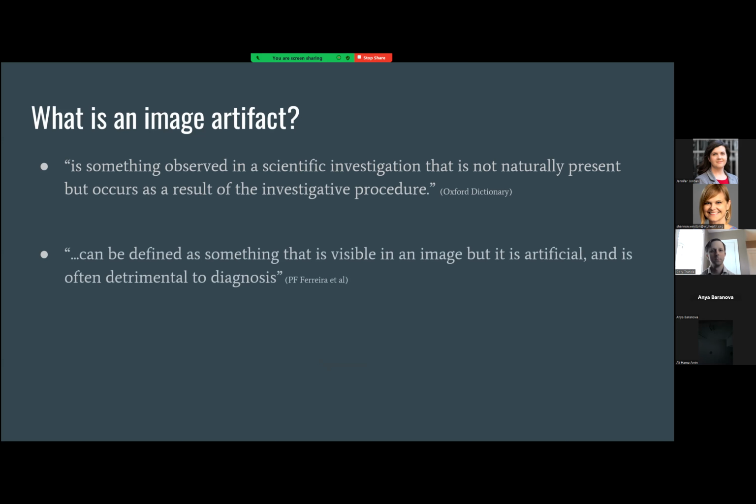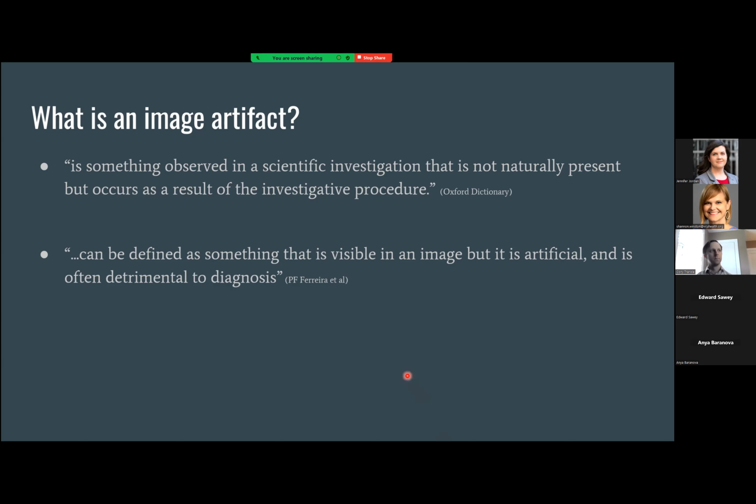If we look at something more specific to the MR world here, one of the definitions in the literature is that it can be defined as something that is visible in an image, but is artificial and is often detrimental to diagnosis. So more often than not, we're going to want to avoid these artifacts or remove them where we can. Sometimes they can actually be beneficial, but generally speaking, they're detrimental to the diagnosis.